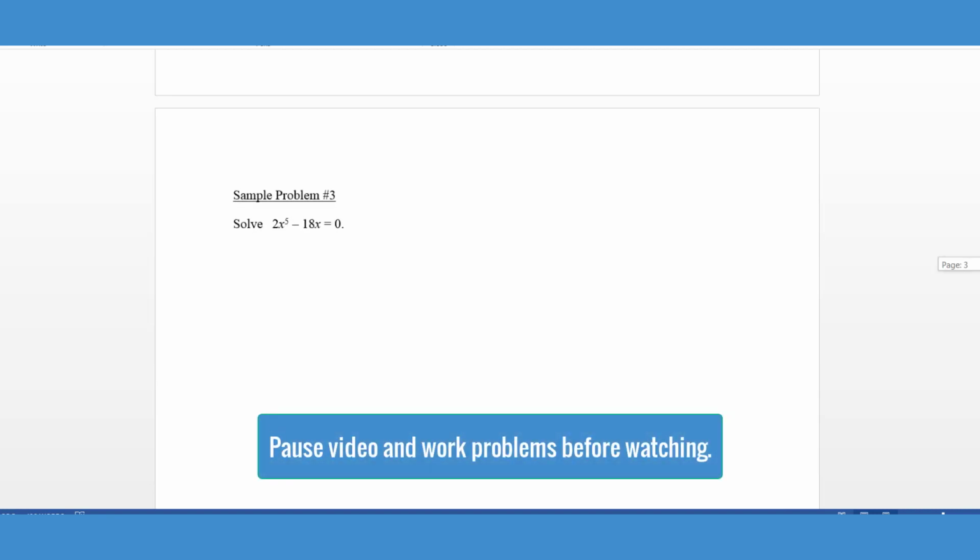Sample problem number 3. So go ahead and try this on your own, and then come back and take a look at the solution. All right.